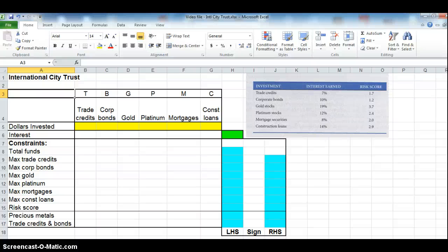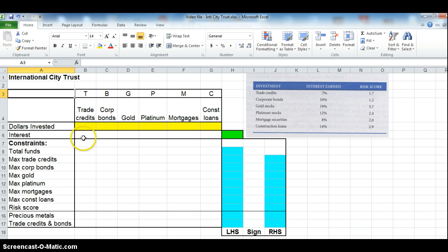We're using Solver in Excel to solve the International City Trust problem. This is an example of the use of linear programming for portfolio allocation. We're told that we have up to $5 million to invest, and obviously we want to maximize the return that we're getting on that investment.